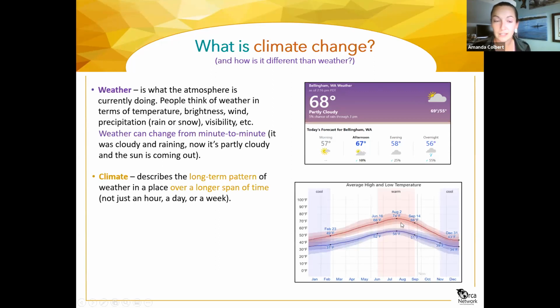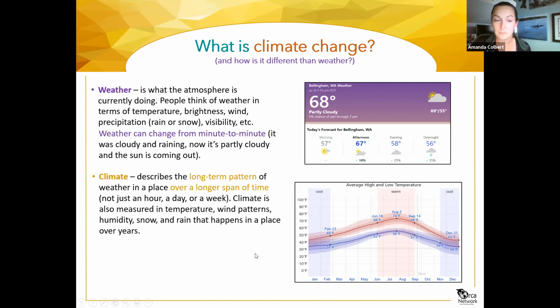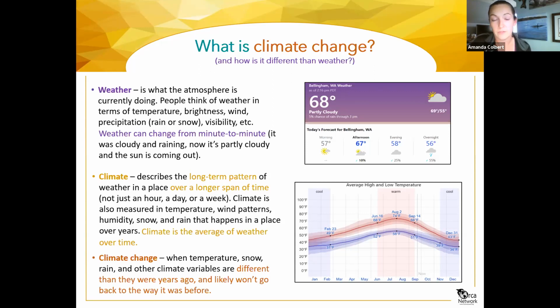But when we talk about climate, on the other hand, it describes a longer term pattern of what weather has been doing in a specific place over a long period of time. That's why I included this little graph down here. I pulled this from the Bellingham area, since Bellingham was hosting the climate event, to show you the average high and low temperature. They've got the months from January to December down here, and the degrees here, showing how things change as the seasons progress. So we're looking at a larger period of time, not just an hour or a day or a week. Instead, climate is measured in temperature, wind patterns, humidity, snow and rain that happens in a place over years. It's the average that they take of those different weather phenomena happening over time.